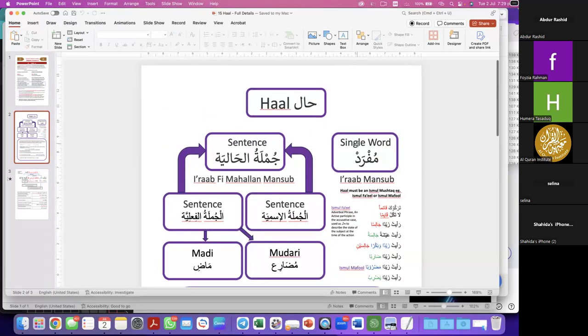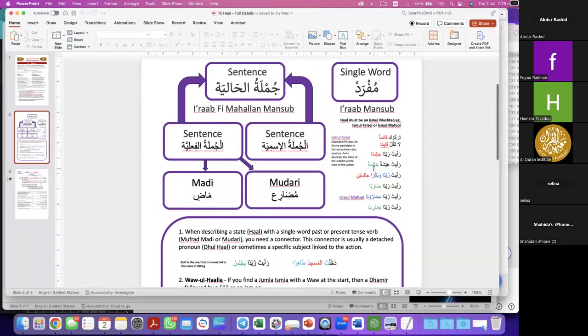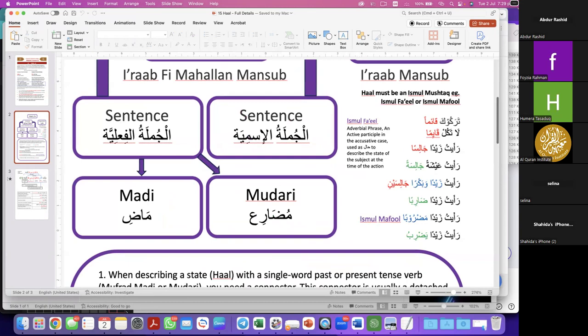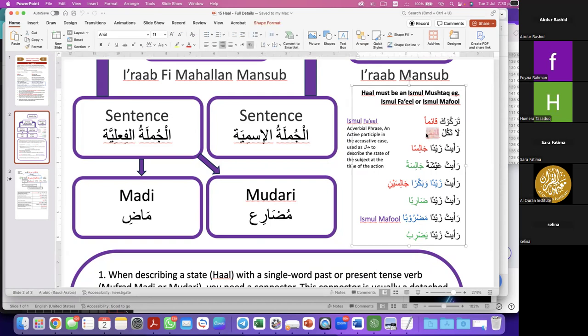You need to remember the hal, ismul hal could be just a single word, mufrad, or it could be a jumla. When it is a jumla, we will call it jumlatul haliya. Okay, this is done. Look at some examples. Tarakuka qa'iman. If we look at la takul qa'iman, la takul, do not eat, correct? Do not eat qa'iman. Standing. In a standing position. In the state of standing, do not eat. This is simple. This is ismul hal. And what is zul hal?